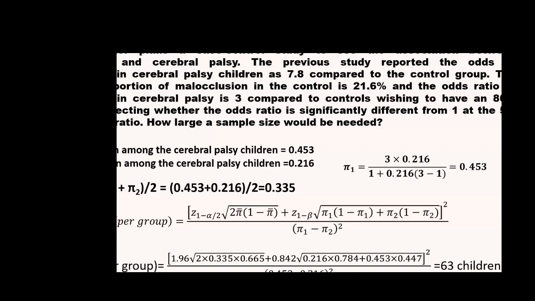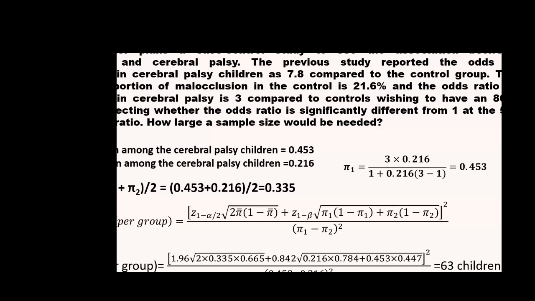So here, the malnutrition among the cerebral palsy children is equal to... okay, among the control. This is among the control. I have written wrongly. Malnutrition among the control is equal to 0.216, and then I use this formula to find out the malnutrition among the cerebral palsy children, that is equal to 0.453, because the odds ratio is 3. So in that case, it is greater than control.